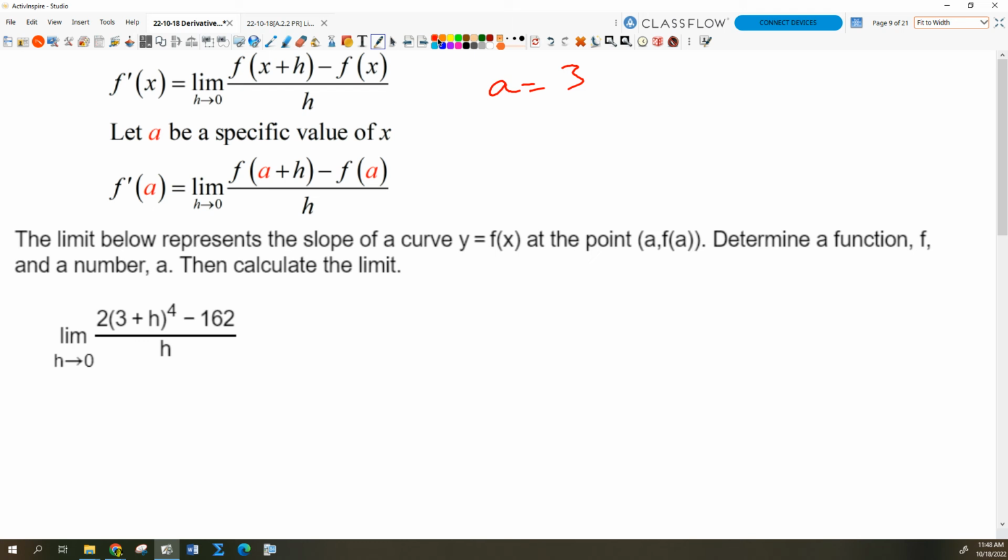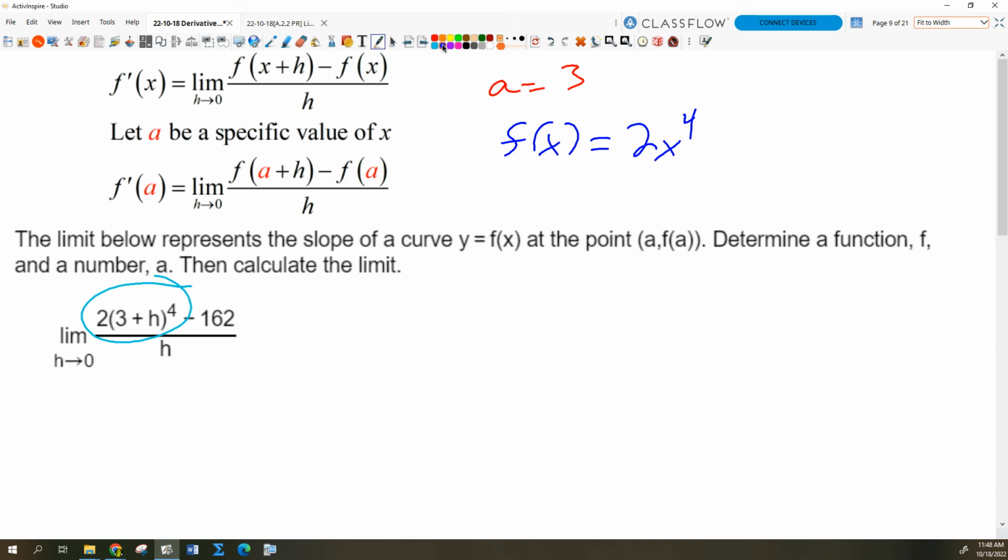Jonathan, what's the function? I'll tell you where to look. You look right there. Is it x to the power of 4? Very close. What are you missing? 2. Yeah. It's 2 x to the 4th.